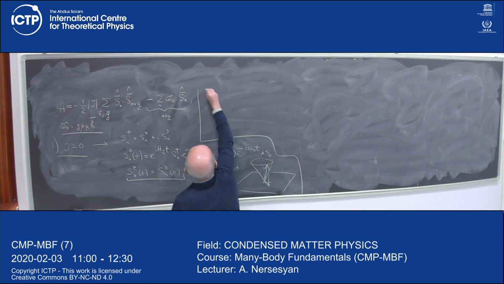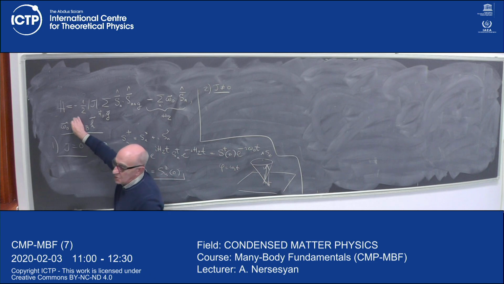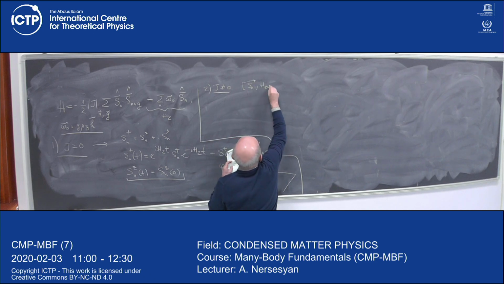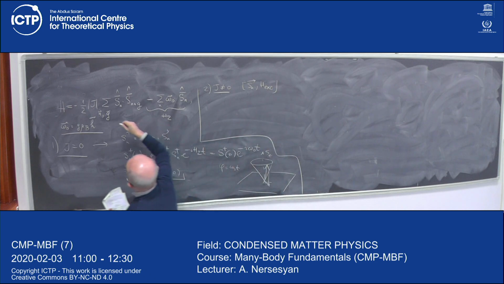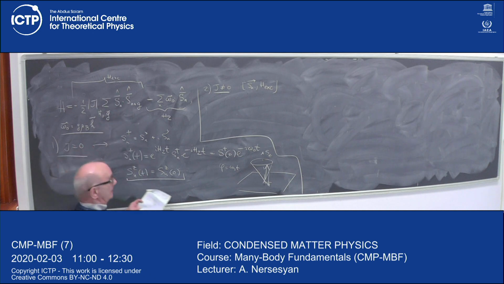I will simply go now to the second case when J is now nonzero, and let me calculate the contribution of the exchange interaction into the spin dynamics. So in other words, what I need to do is to calculate the commutator of S_n with the exchange Hamiltonian, and this is the exchange Hamiltonian. This part, the first term, is the exchange Hamiltonian. All right?